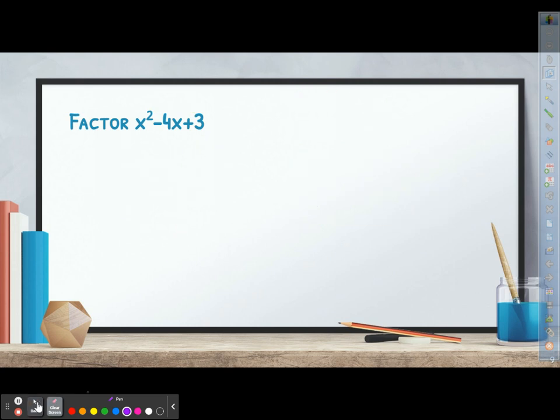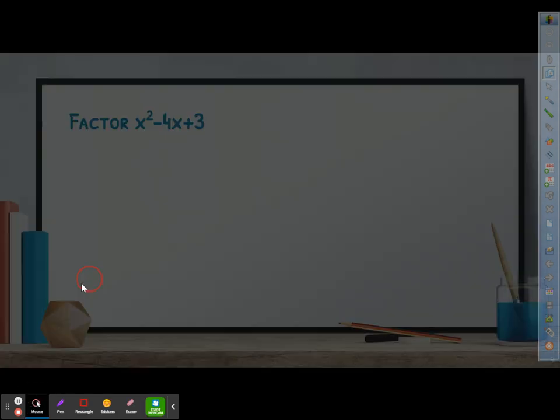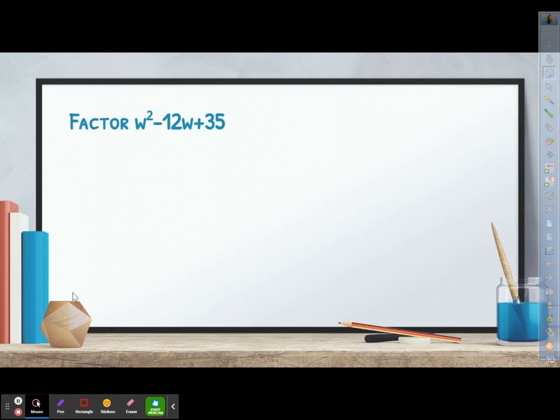Okay, let's try another one. All right, let's try this one. W squared minus 12w plus 35. Notice here they use a w instead of an x. So we're looking at factors of positive 35, and they have to have a sum of negative 12.